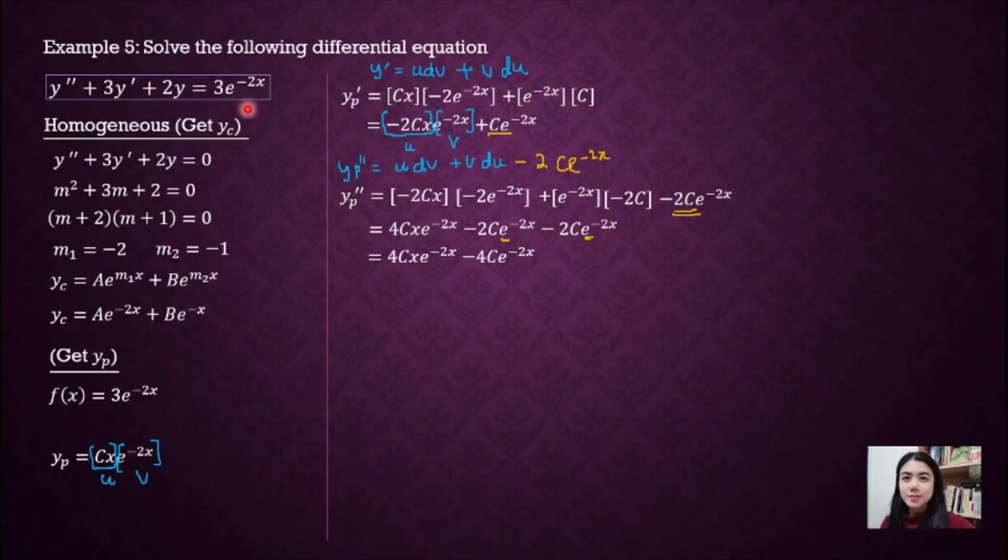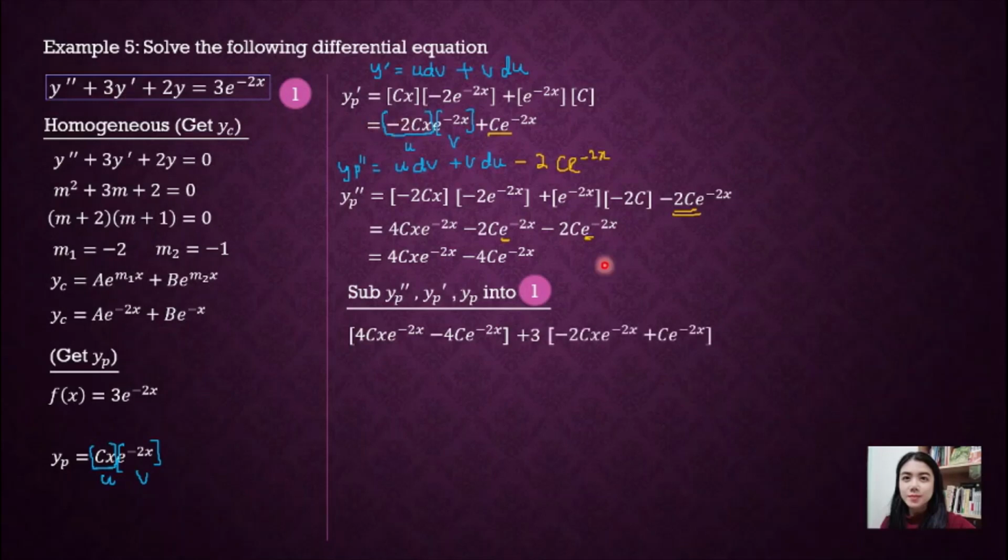You're going to substitute all the things that you have here into your non-homogeneous equation. Let's name it as equation number 1. So let's do the substitutions. You have y double prime, this is the one, plus 3 times y prime, so this is your y prime, and then plus 2 multiplied with y, so this is your y, equals to 3e negative 2x.